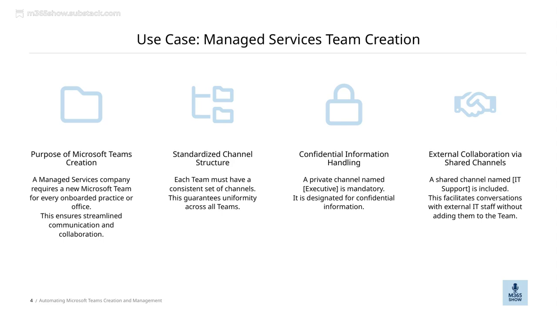Next, handling confidential information is critical. That's where private channels like the one named Executive come into play. These channels are reserved for sensitive discussions and ensure that only authorized people have access. Another important point is maintaining a standardized channel structure across all teams. Having a consistent set of channels ensures uniformity, making it easier for everyone to know where to find information and collaborate effectively. Finally, the core purpose of automating this process is to support our managed services model.